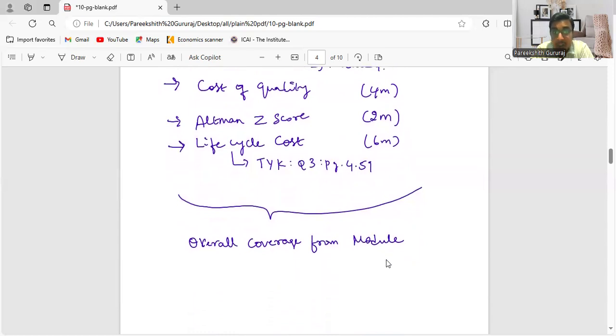The next question was on life cycle costing. This was a bit of a copy-paste question from the module. Test your knowledge, question number 3, page number 4.59. This was a 6-marker question.